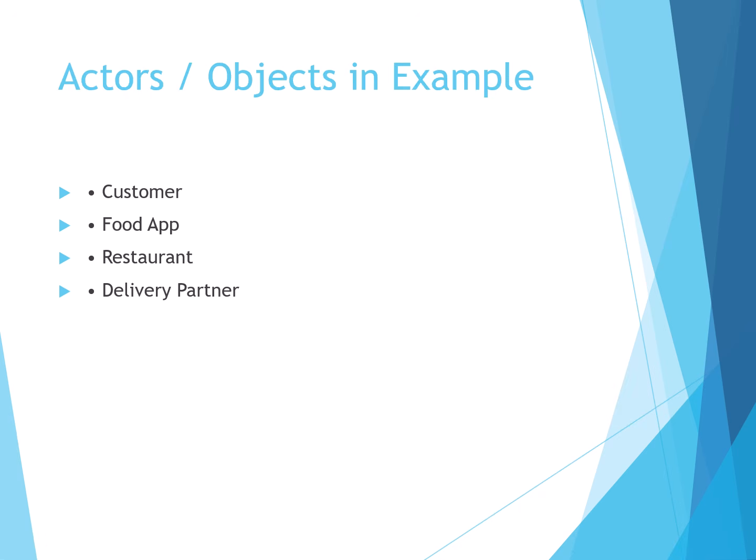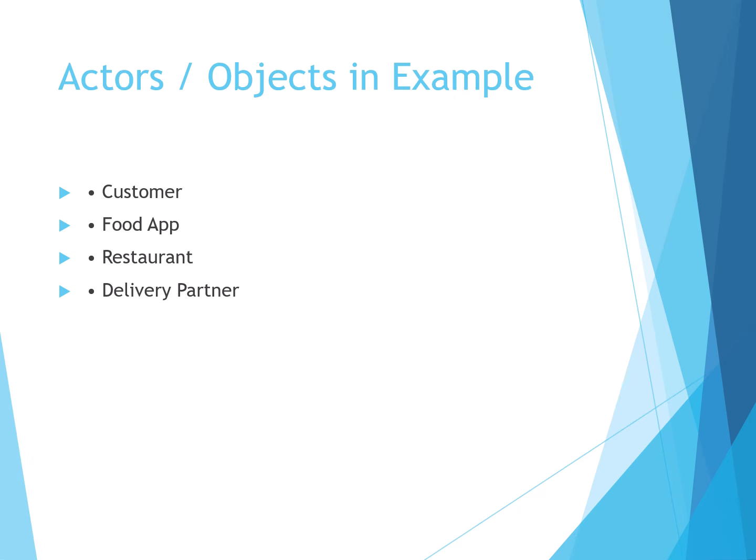So what are the objects or actors in the example? Customer, the person who is ordering food; the food app, the platform that manages the process; the restaurant, which prepares the food; and the delivery partner, who is delivering the order. These will be our objects in both diagrams.